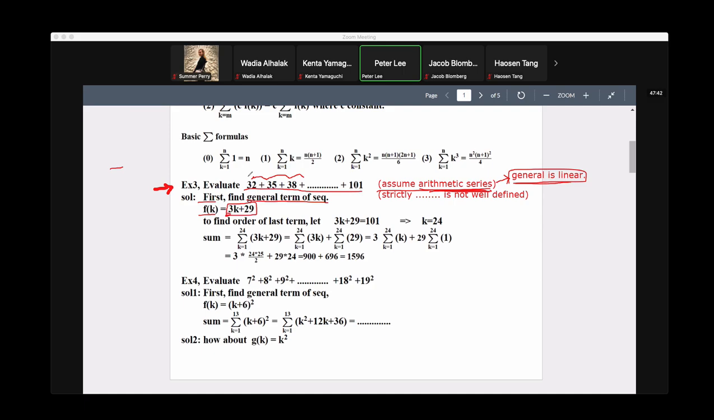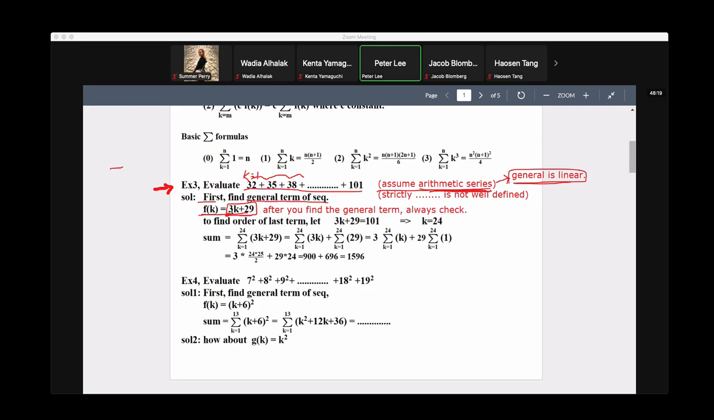And then when this is the first term, with k plus 1, we need 32. So when you put in k plus 1, then we need a plus 29 here. So f of k is equal to this. And of course, every time you get the general term, after you find it, always check. Always check.